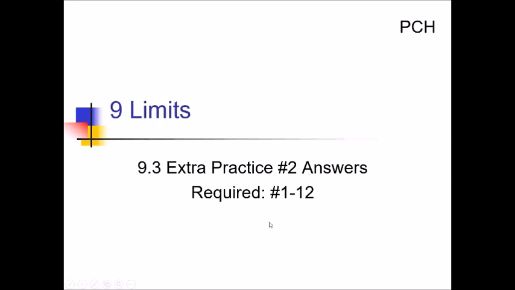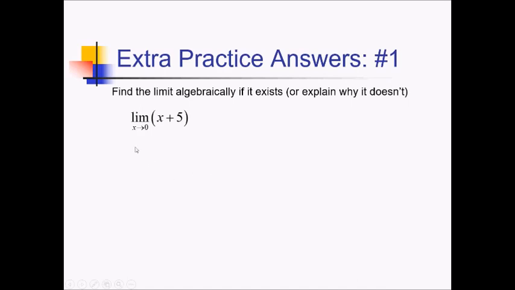On this one, I'm trying to find the limit as x approaches 0 of this linear function. Since this is a polynomial, which is continuous, that means the limit and the function value are always going to be the same thing. So we just have to plug in 0 here, which gives us a limit of 5.